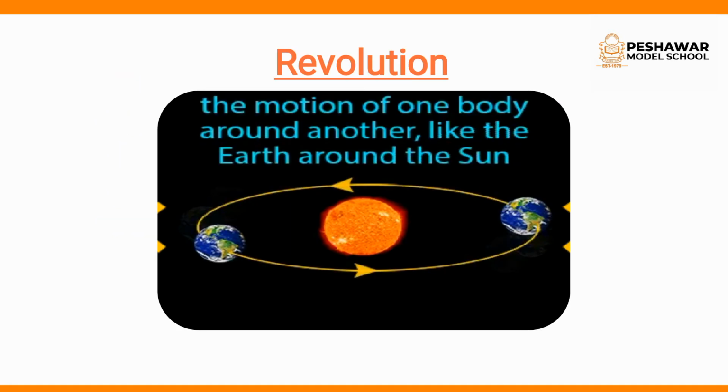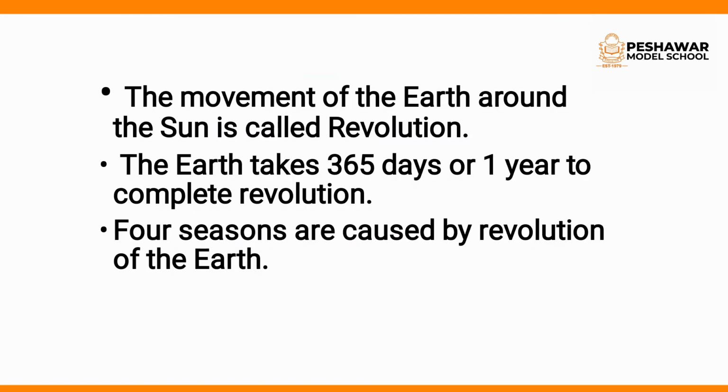Revolution. Revolution means the movement or the motion of one body around another, like the earth around the sun. You already know that the earth is a planet and the sun is a big shining star. So the earth revolves around the sun. We have a total of 8 planets. All the 8 planets revolve around the sun, and the earth is the third planet from the sun. The movement of the earth around the sun is called revolution.